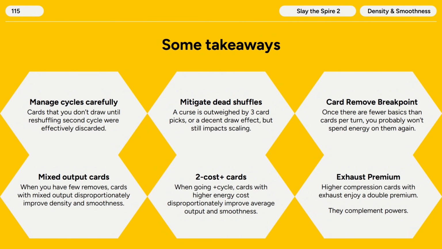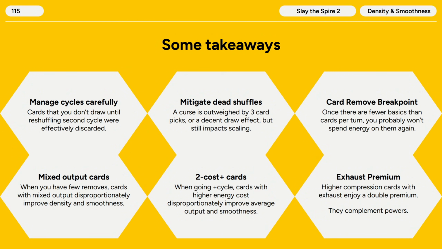Also, respect the exhaust premium. High compression cards with exhaust enjoy a double premium. They complement your powers. Not only are they worth playing before you're scaling, you don't need to draw them again after you've scaled. One of the ways to read a card that has exhaust is that you only get to use it once. And maybe you should draft a card that you get to use multiple times instead so that you can draw it on the redraw.